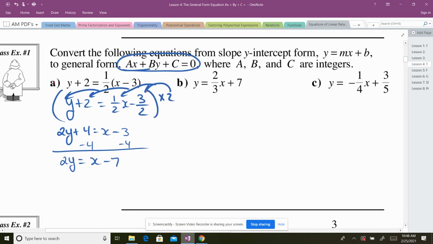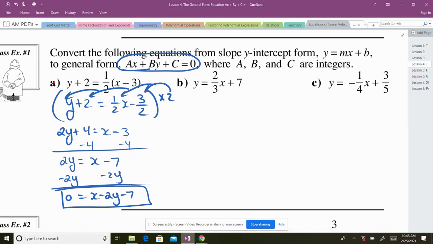Are we good so far? Now, I don't want the 2y there. It has to equal 0. So how do I get the 2y to the other side? Subtract 2y. So I get 0 is equal to x minus 2y minus 7. That is it in standard form. Minus 2y from each side. Has to be a 0. You're just moving it. That's all you're doing.